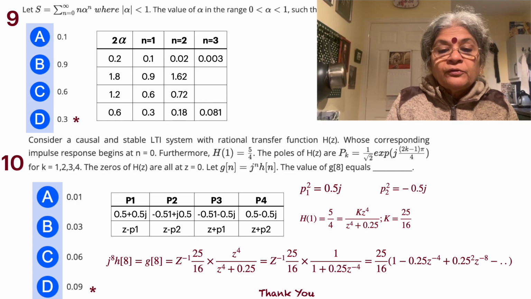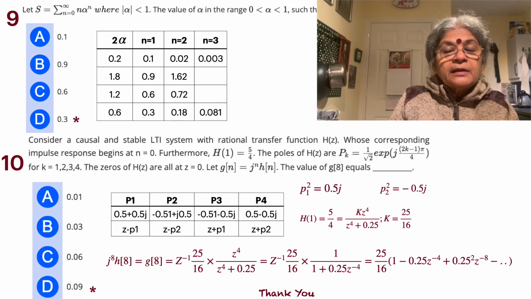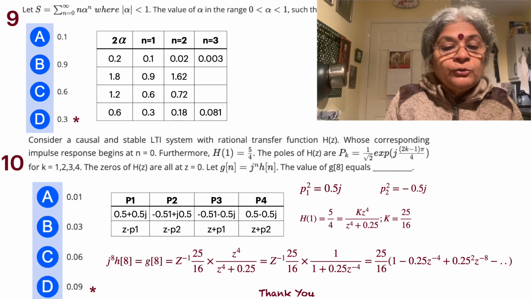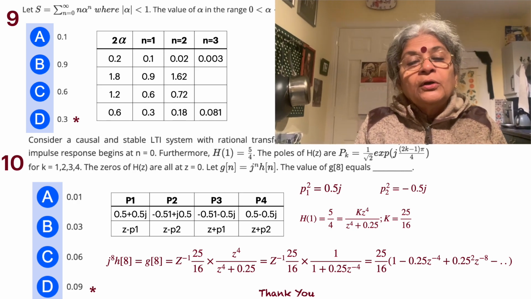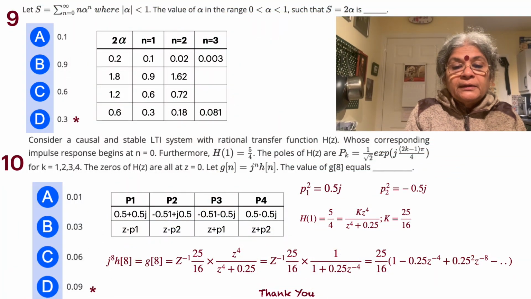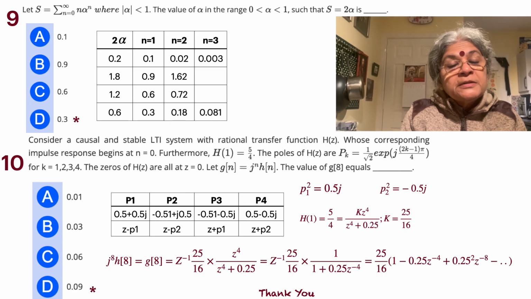It is very simple, it's 0.5j. And what is p2²? From (z + p2)(z − p2), which is z² − p2², it's the same, equal to 0.5j. Okay, so together we have (z² − 0.5j) and (z² + 0.5j) coming together to give us z⁴ + 0.25.